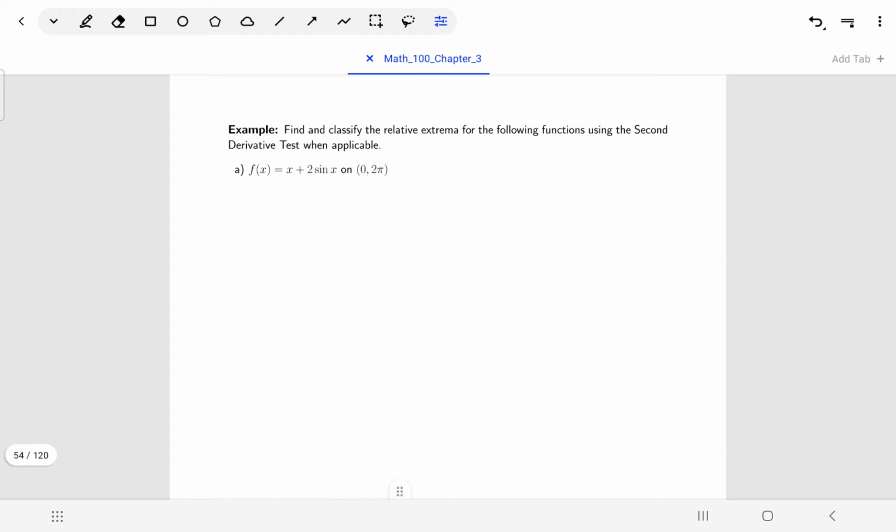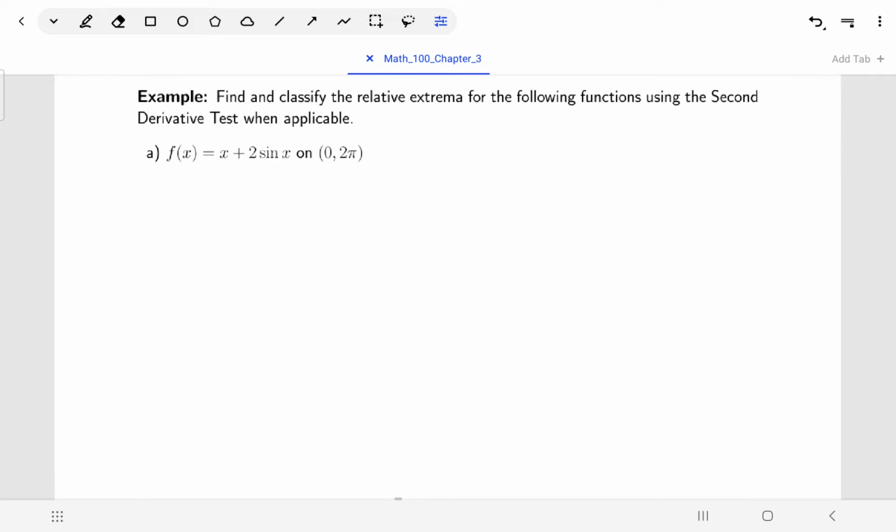So let's do some examples. We're going to find relative extrema for these functions, and we're going to use the second derivative test when possible. So for this first function, f of x equals x plus 2 sine of x, I'm looking at this. It's for sure defined for all real numbers. Sine is defined for everything, so is the x part. So over our little interval from 0 to 2 pi, for sure, then I would have f of x defined on all that interval.